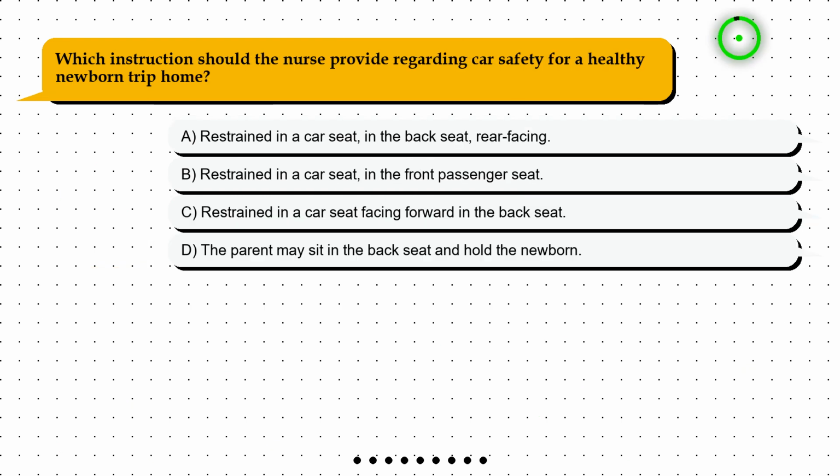Question 7. Which instruction should the nurse provide regarding car safety for a healthy newborn's trip home? Option A. Restrained in a car seat, in the back seat, rear facing. Option B. Restrained in a car seat, in the front passenger seat. Option C. Restrained in a car seat facing forward in the back seat. Option D. The parent may sit in the back seat and hold the newborn.